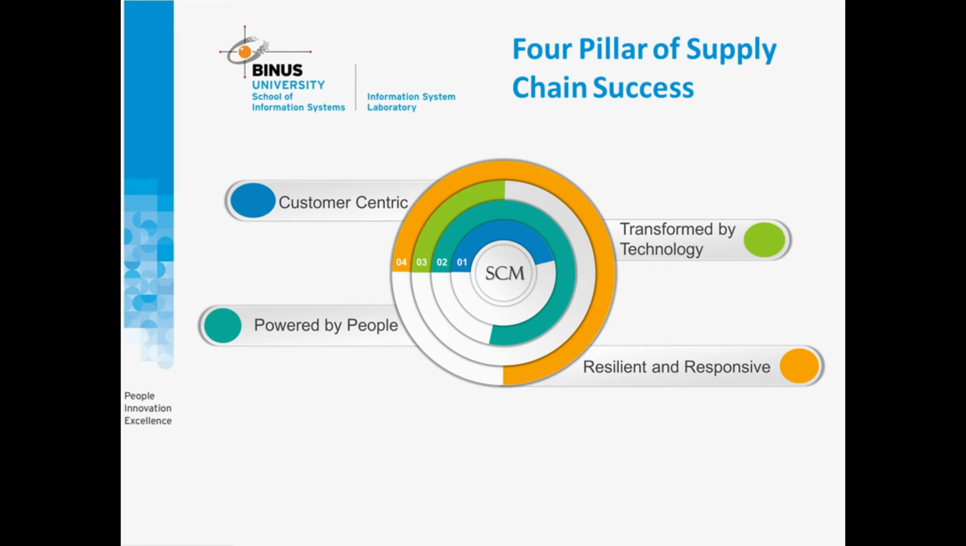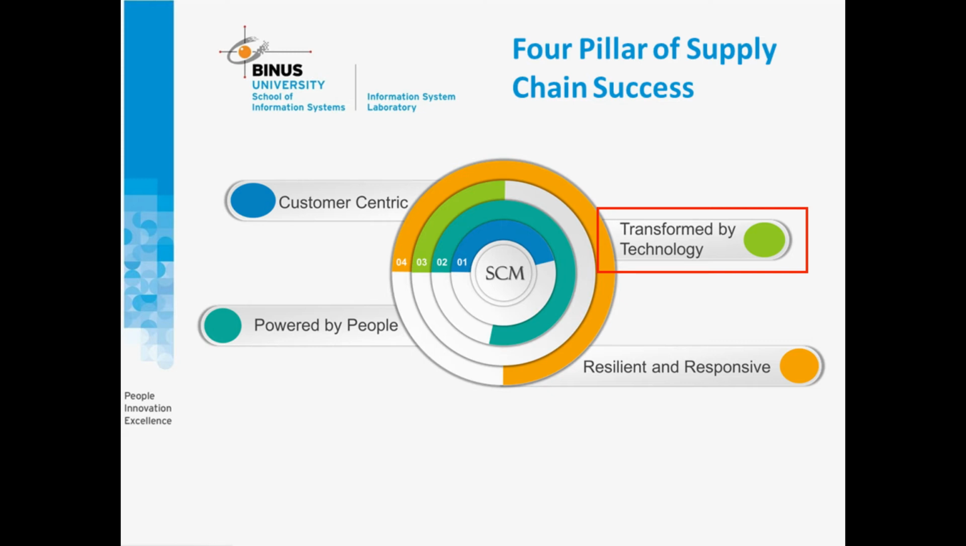There are four pillars of supply chain success by AGD 2017. The first is customer-centric. A good supply chain is serving customers by building upstream supply chain activities, with the upstream process to support the provision of services for customers. The second is powered by people. A good supply chain is utilizing people to add value by attracting, retaining, and retraining, which are the main elements in the supply chain. The third is transformed by technology.